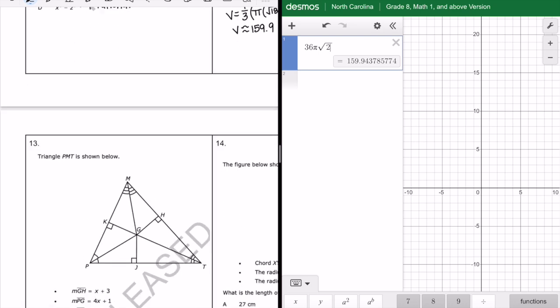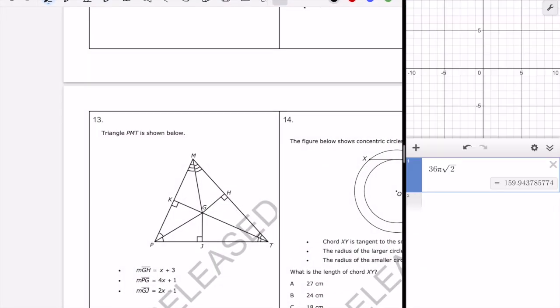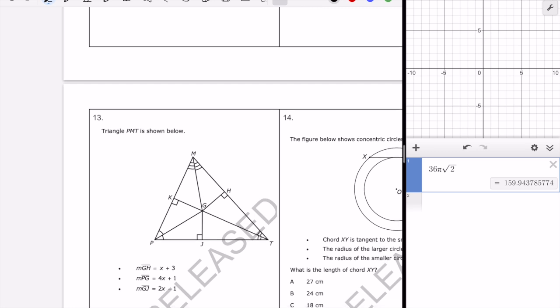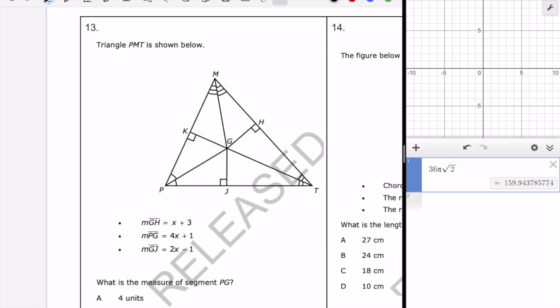All right, so then we come to number 13. Number 13 is one of those that we really didn't get to talk about, the properties within a triangle like this, but I'm hoping that you can visually see it. And all the times that I've ever done this, it always is set up in such a way that you should be able to see it.